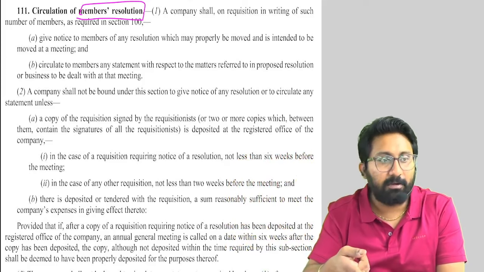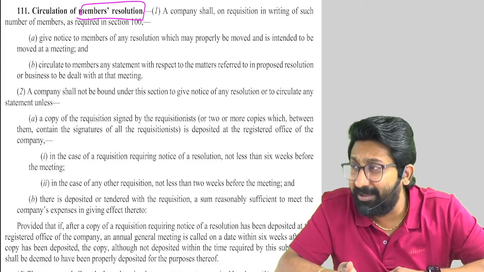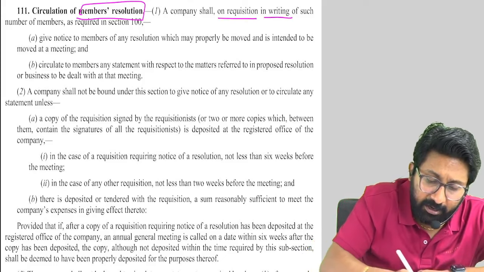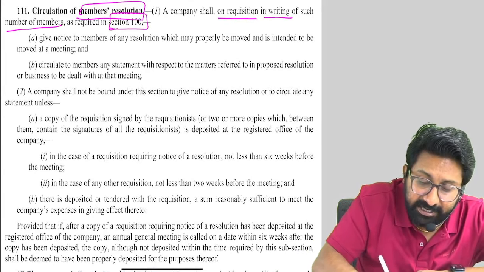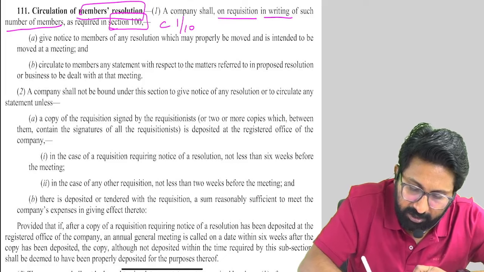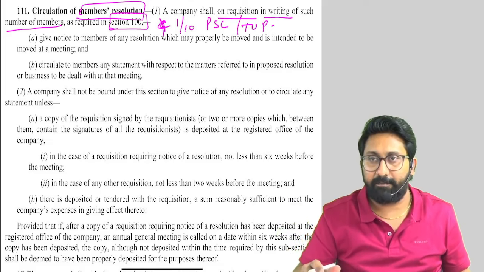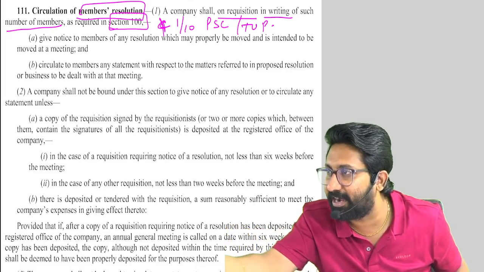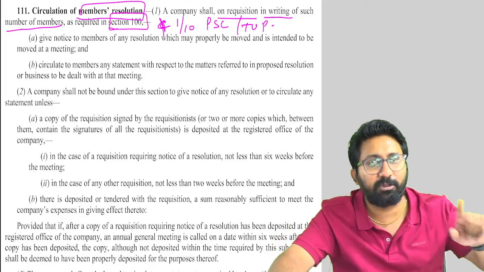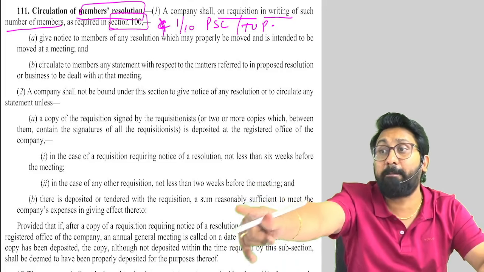In that case, another section will come into the picture. Which section will come? Loudly read the section now. A company shall, on requisition in writing of such number of members as required under section 100, means 1% is not enough. I should hold not less than 1/10 of the paid up share capital, also called the total voting power. Section 100 is EGM; we read it in the morning. How much should you hold? Not less than 1/10 of the total voting power, means 1/10 of the paid up capital. Then only you can give. Now tell me, special notice requires 1/10 of TVP or 1% of TVP?